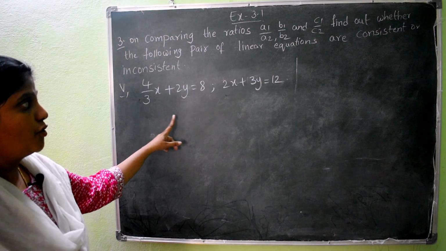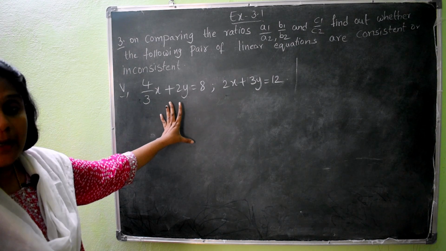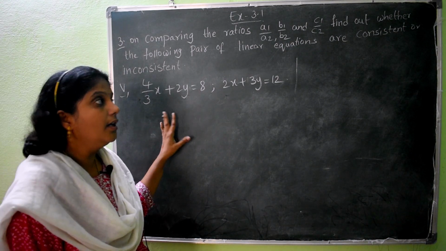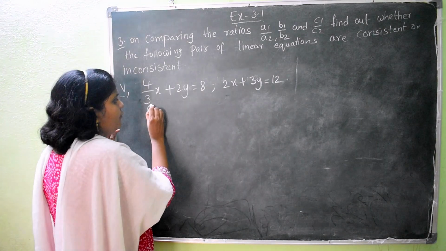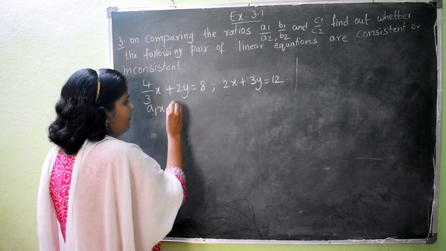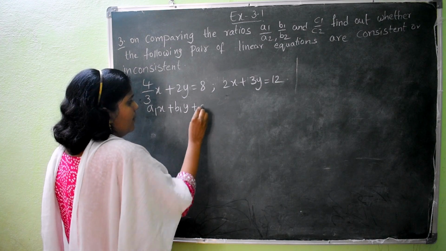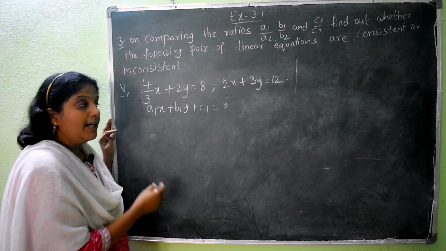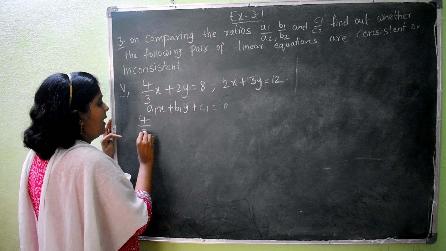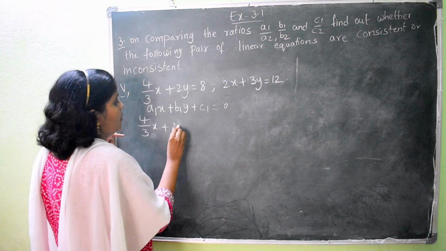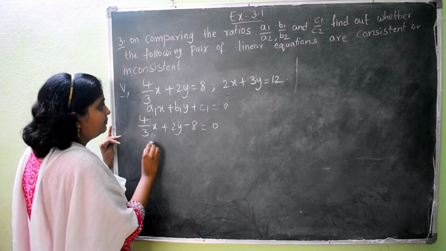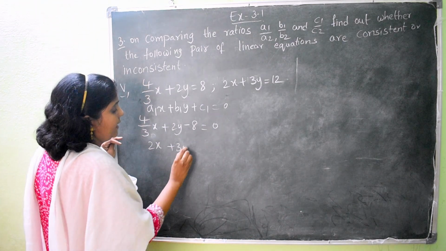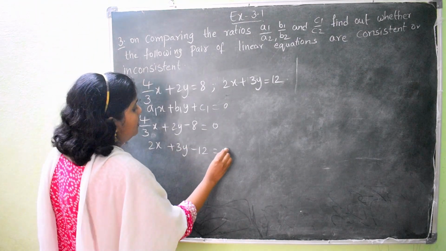Here also, based on the ratios, we need to find whether the pair of linear equations is consistent or inconsistent. Here also it is not in the form a1x plus b1y plus c1 equal to 0. So let's write everything on the left hand side: 4 by 3 x plus 2y minus 8 equal to 0, and 2x plus 3y minus 12 equal to 0.